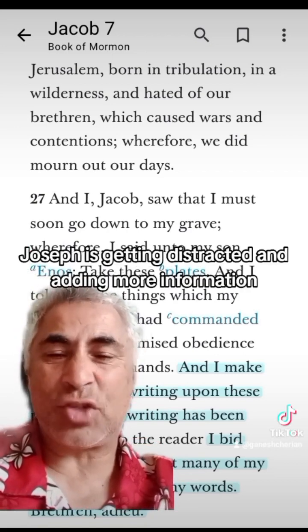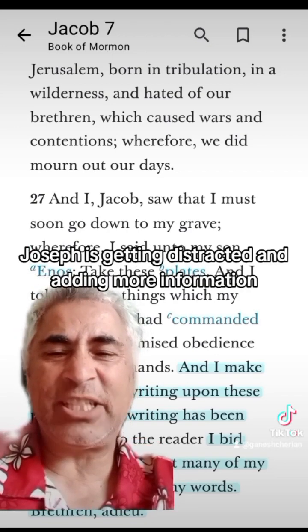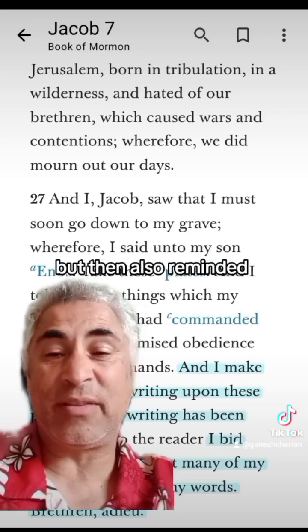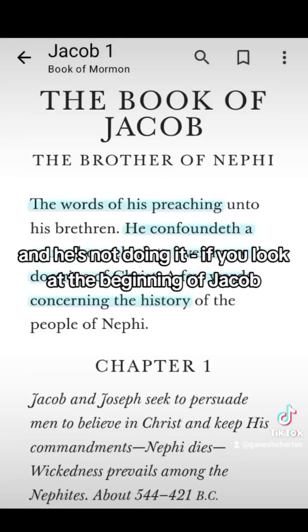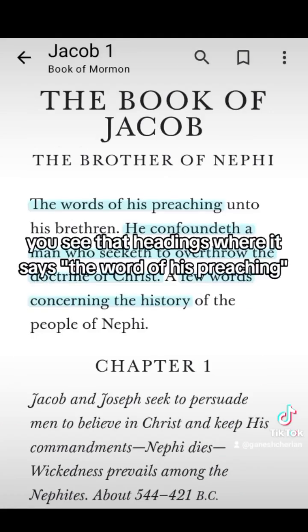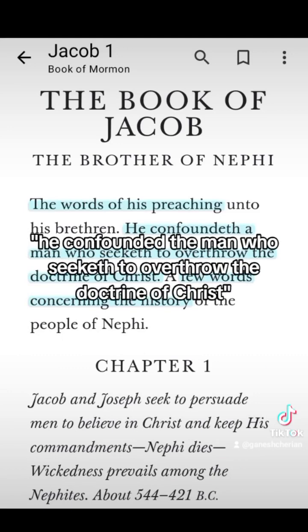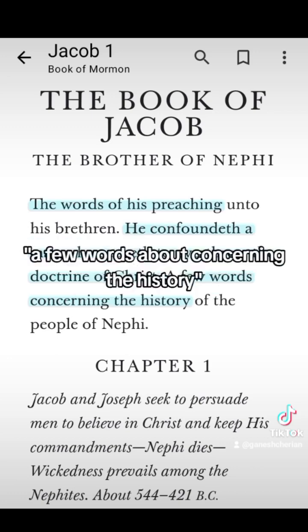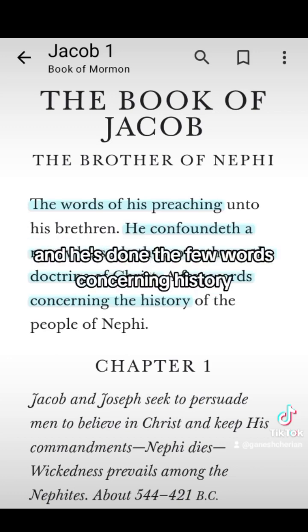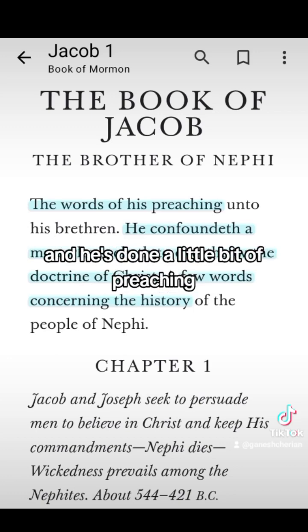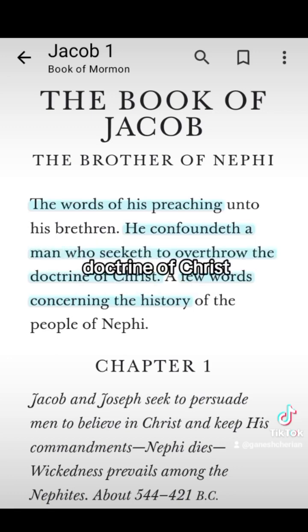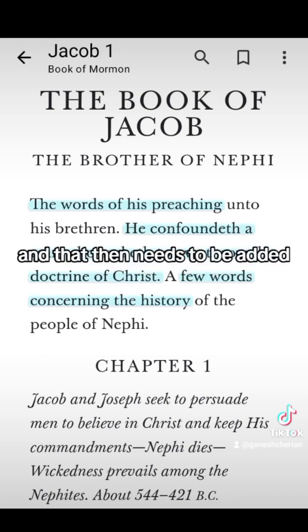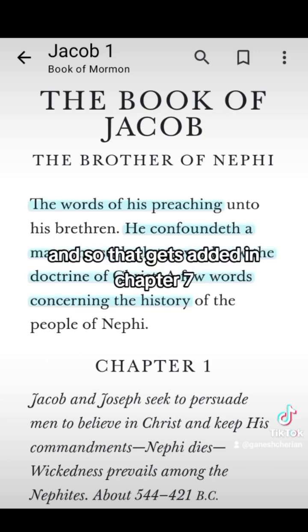Joseph is getting distracted and adding more information, but then he's also reminded that he's already said that he was going to add some more information, and he's not doing it. If you look at the beginning of Jacob, you see the headings where it says the word of his preaching, he confoundeth a man who seeketh to overthrow the doctrine of Christ, a few words concerning the history, and he's done the few words concerning history, and he's done a little bit of preaching, but he's forgotten about this man who seeketh to overthrow the doctrine of Christ. And that then needs to be added, and so that gets added in chapter 7.